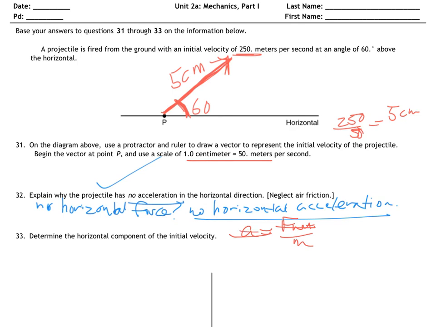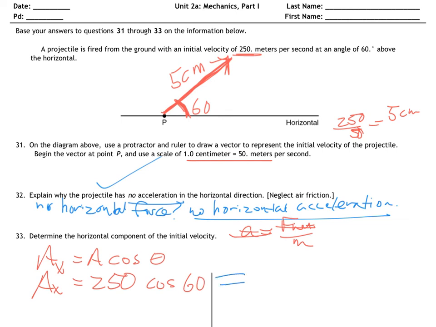Last question, determine the horizontal component of the initial velocity. Let's use the equation vx equals v cosine theta, where v is 250 meters per second, and theta is 60. Let's solve. I got 125 meters per second as my initial horizontal component. And that concludes the review sheet. I will flip to the next slides just so that you can see your answer key and check to see if I made any mistakes.